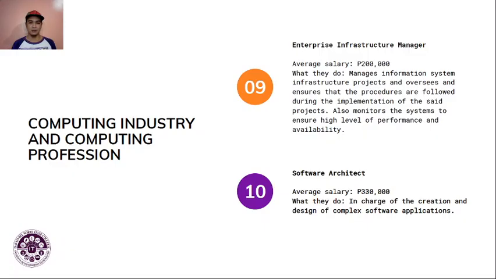Number nine, you have the enterprise infrastructure manager, and the average salary sums up to 200,000. This person manages information system infrastructure projects, oversees and ensures that the procedures are followed during the implementation of the said projects. Also monitors the systems to ensure a high level of performance and availability.